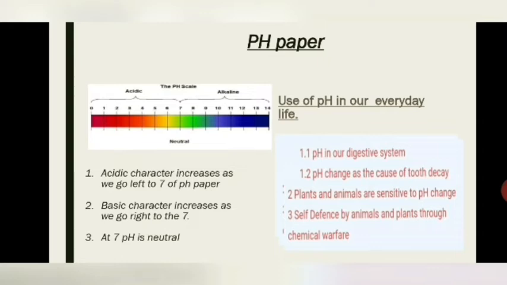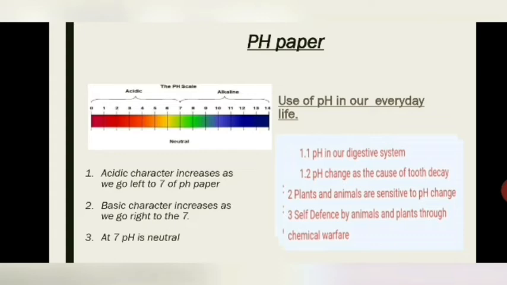So what does it tell? As in the very first point, I have written that acidic character increases as we go left from 7 of the pH paper, right? 7 is the neutral point over here, and if we move towards the left direction, the acidic character will increase. If we take an example like HCl acid, it would have some pH value, right? If we put HCl acid on this pH paper, its color would be reddish.